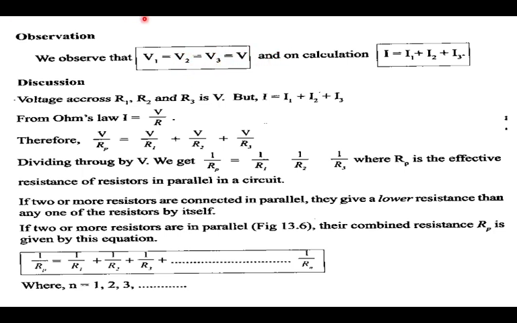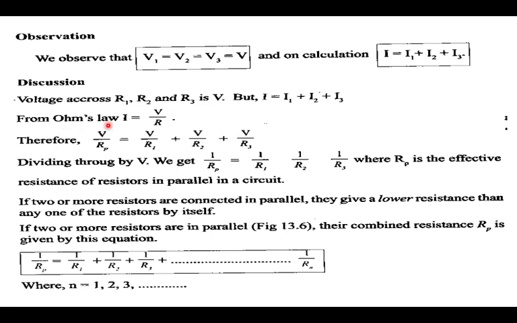All right. Also, on calculation, you find that the total current, the circuit current, is equal to the sum of the individual currents supplied to each resistor. The voltage across R1, R2, and R3 is the same. Voltage in a parallel circuit is the same everywhere, but current is divided up. So in this case, the total current I is equal to I1 plus I2 plus I3.